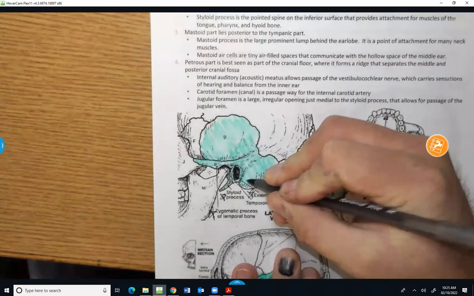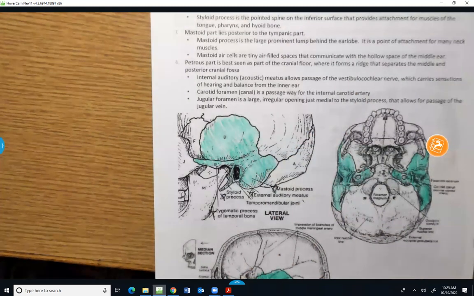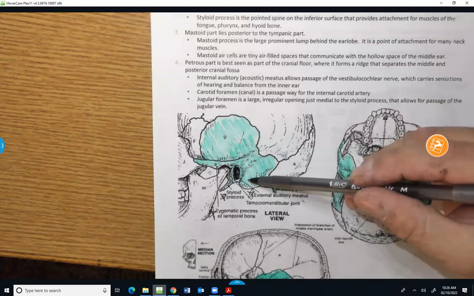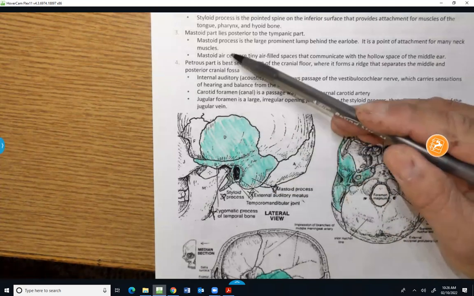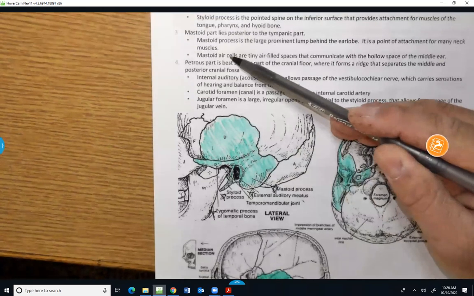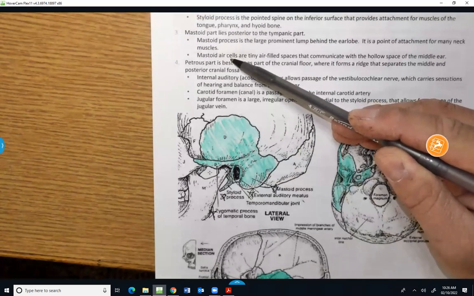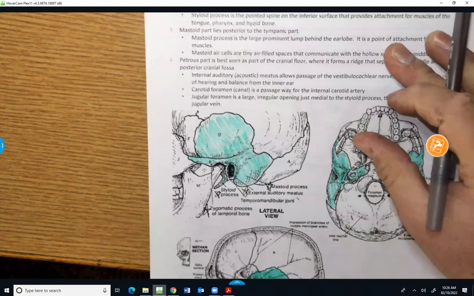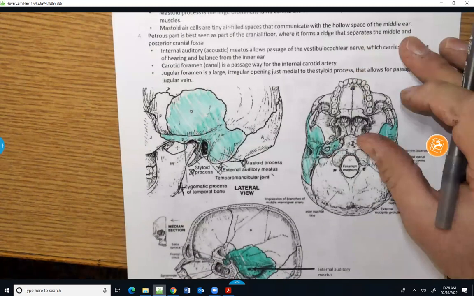This little bulge right there, you can feel that very nicely if you feel right behind your earlobe. You'll feel a bump right there. That's another important muscle attachment site. What we call the sternocleidomastoid muscle attaches there. You can't see it, but there are tiny little pockets inside of that called air cells. Those are like tiny little sinuses. Instead of connecting to your nose, like the frontal sinuses that we just talked about, they connect with the middle ear.